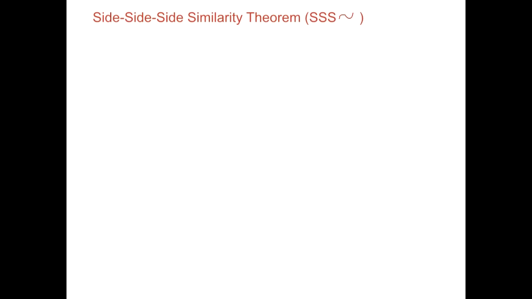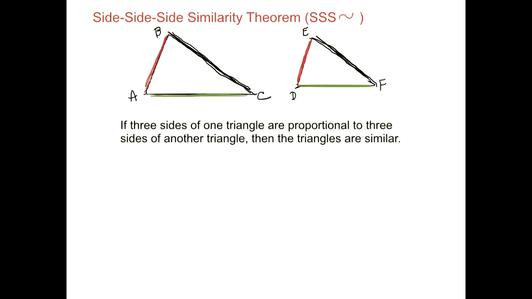My second way to prove that triangles are similar is the side-side-side similarity theorem, and we're going to shorten that to just SSS. It's really important that you do write that similar symbol here, because we don't want to confuse it with the SSS congruence theorem that we've learned in the past.